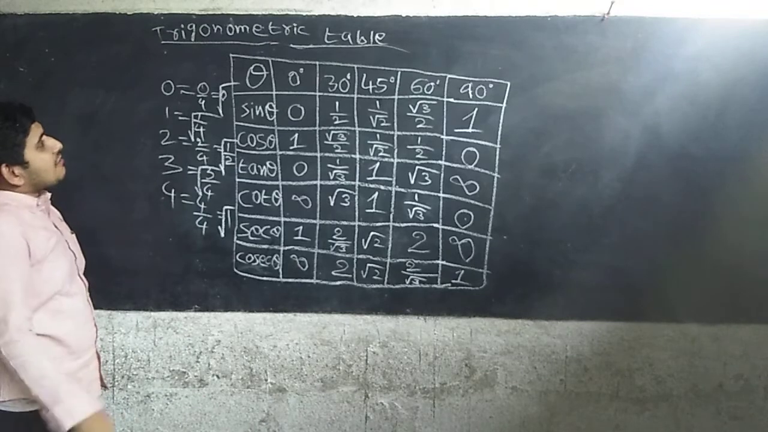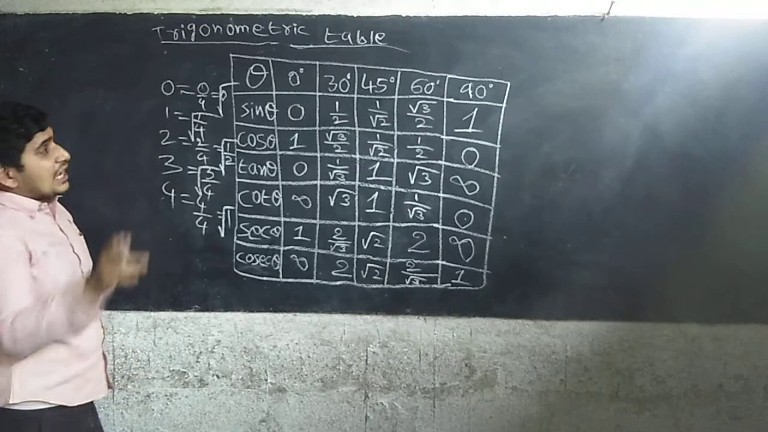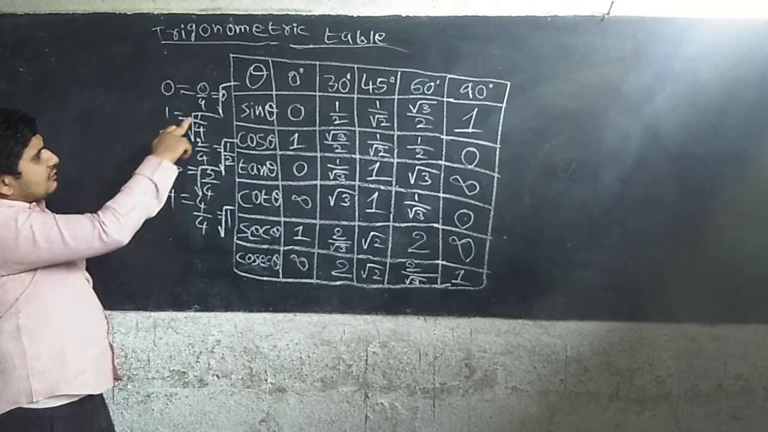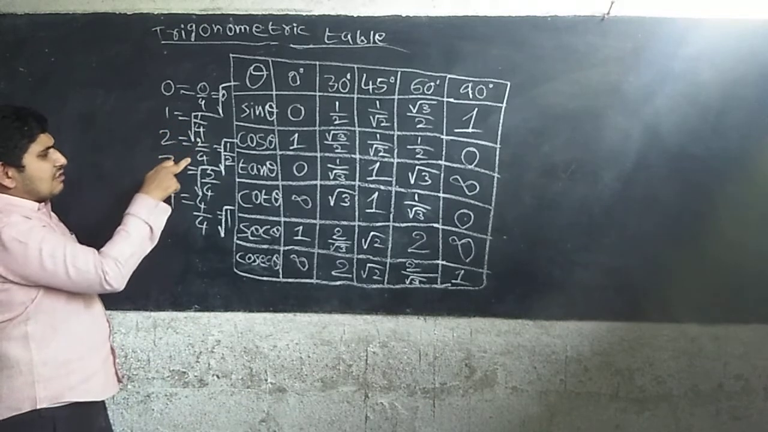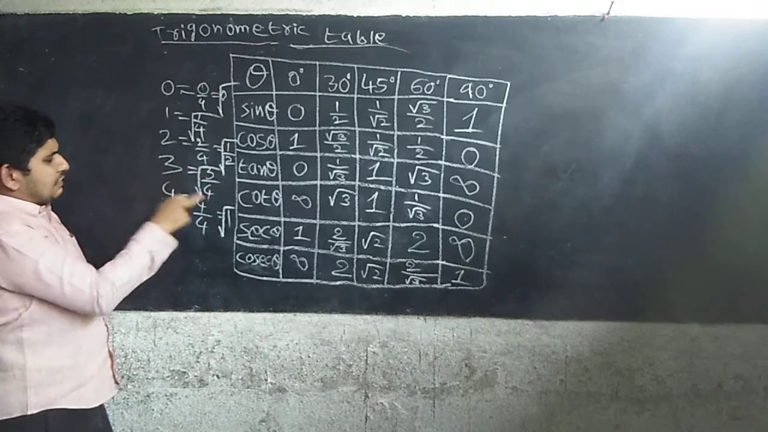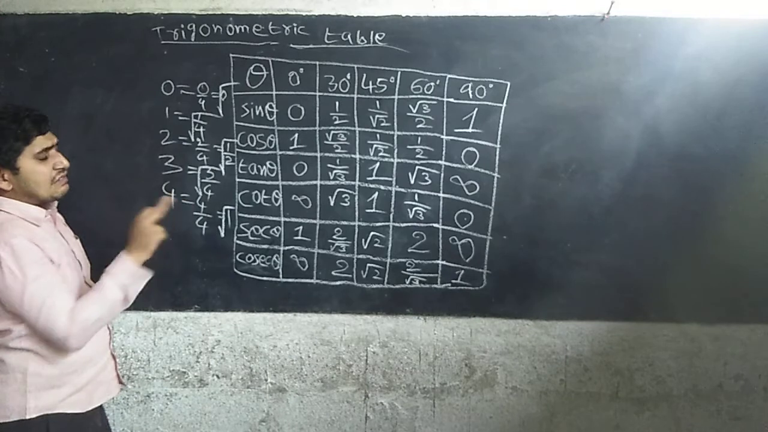And we have to divide these numbers by 4. So 0 by 4 equals 0. 1 by 4 equals 1 by 4. 2 by 4 equals 1 by 2. 3 by 4 equals 3 by 4. 4 by 4 equals 1.